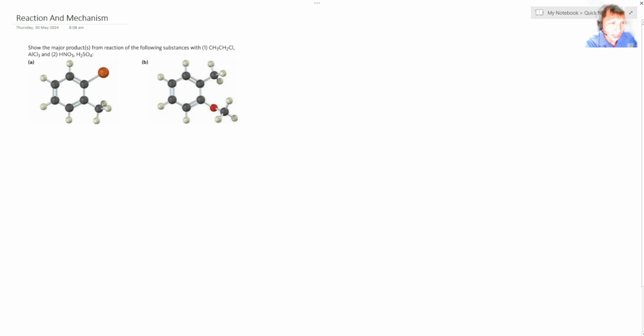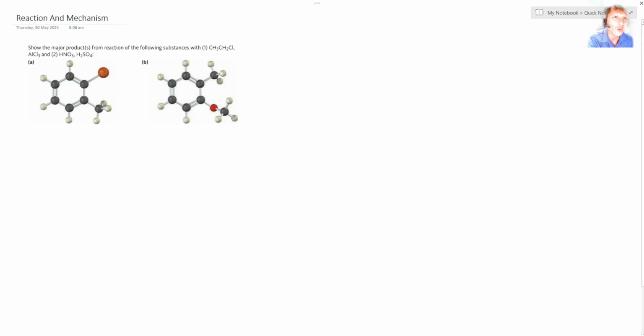So this one is a methyl, okay? So this one is actually a bromotoluene. Okay, toluene, because your toluene is your benzene ring with a CH3. So bromotoluene, and then you would be reacting it with CH3CH2Cl. So that is a chloroethane. Okay? That is a chloroethane.